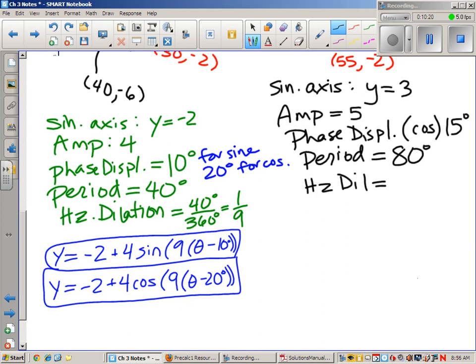So I don't want this number to be less than 1. I compare 80 and 360. Let's see, that's 8 over 36. That's 4 over 18. That's 2 over, oh, there we go. 2 over 9. Completely simplify that all the way down and I get 2 over 9 is my horizontal dilation.